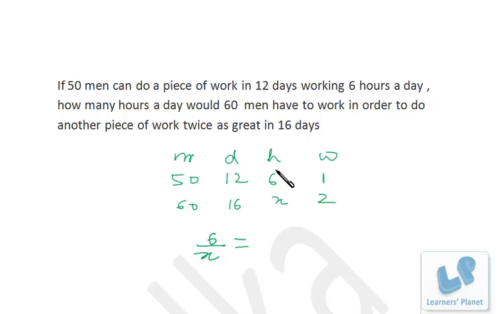That means the order of hours, if it is 6 by x, the order of men will be the reverse of that, that is 60 by 50. Okay, because men and hours are in inverse variation, right? To do a particular work, the same work, if men are increased, hours will be decreased, obviously. So men and hours are in inverse proportion. Next, we have to make a comparison between hours and days.